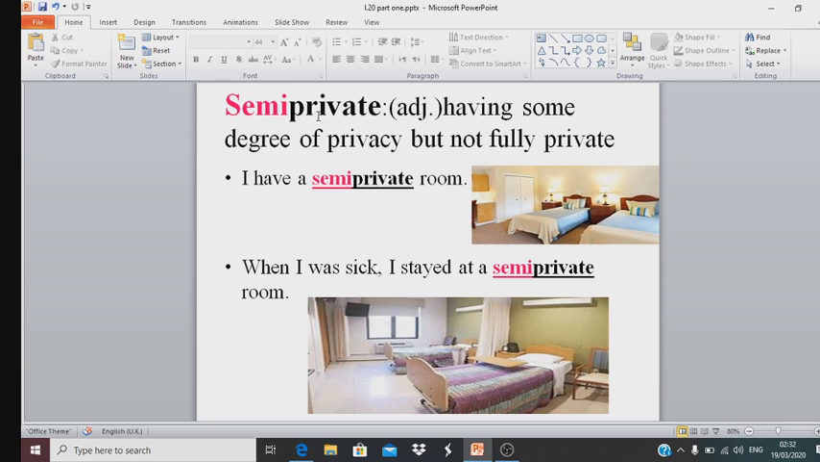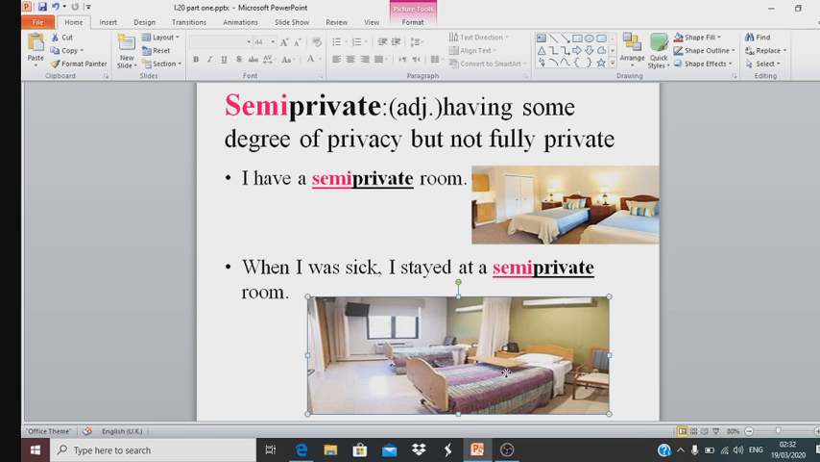Semi-private. So the base word is private, and semi is the prefix. So semi-private means having some degree of privacy but not fully private. What does it mean? It means if you have a bedroom and you share it with your sister, we call it a semi-private room. Why? Because it's not private for you, it's not for you only, but you share it with your sister. But anyway, this room is for both of you only, so we call it semi-private. I have a semi-private room.